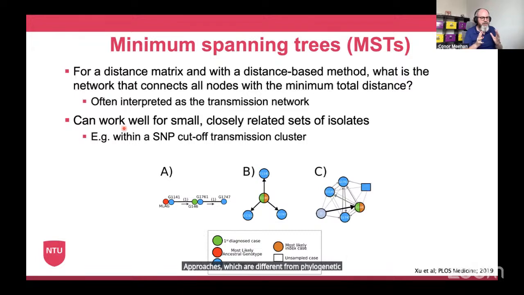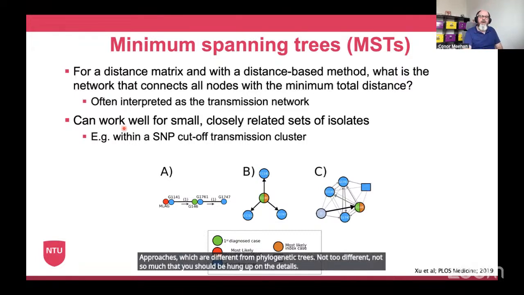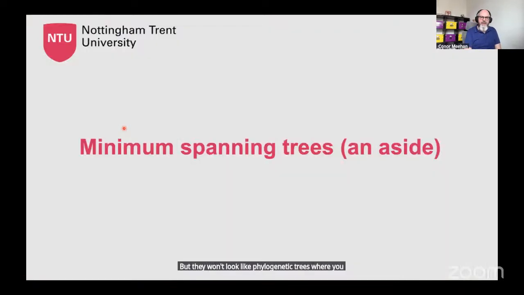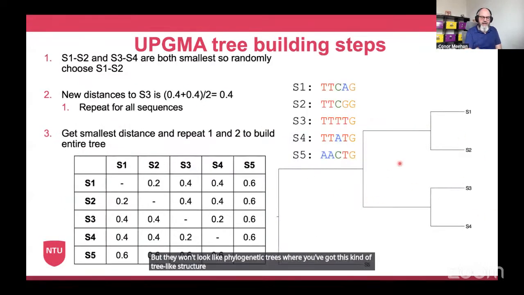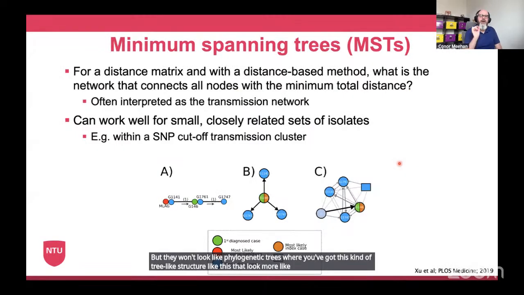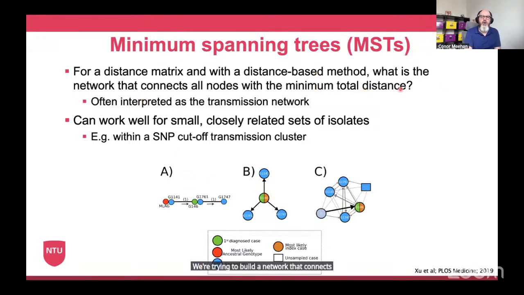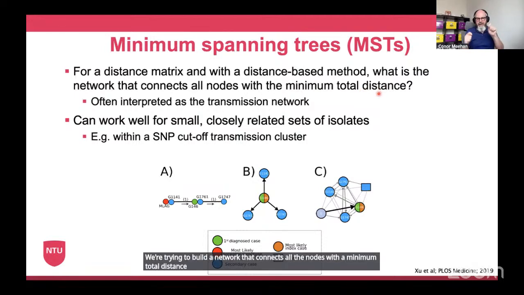Not too different, not so much that you should be hung up on the details, but they won't look like phylogenetic trees where you've got this kind of tree-like structure like this. They'll look more like these networks. So even though they're called minimum spanning trees, they're actually networks. So for a distance matrix like we had a second ago, with a distance-based method like neighbor joining or something like that, we're trying to build a network that connects all the nodes with a minimum total distance. So it connects nodes together where it tries to have the total distance from any one point to another point across the whole network be minimized. That's why it's called a minimum spanning tree.